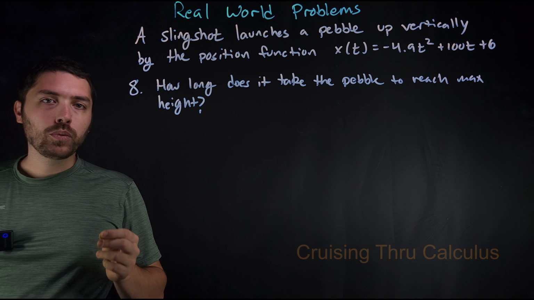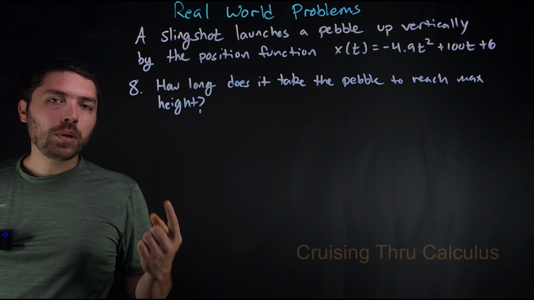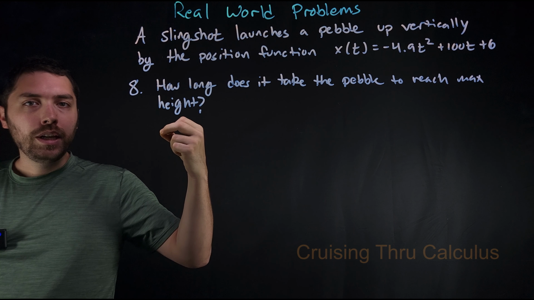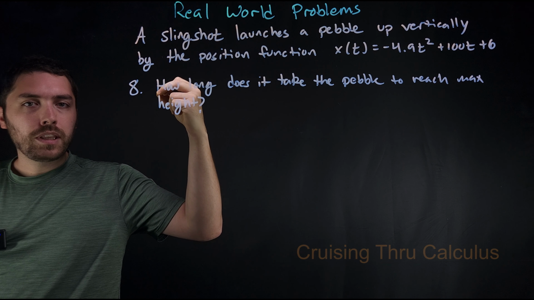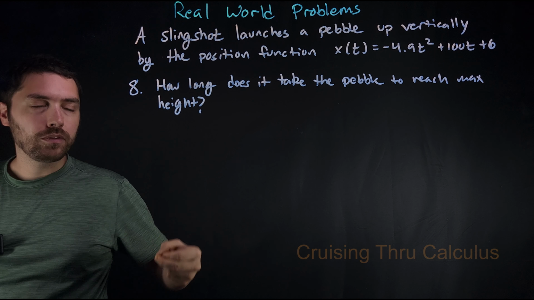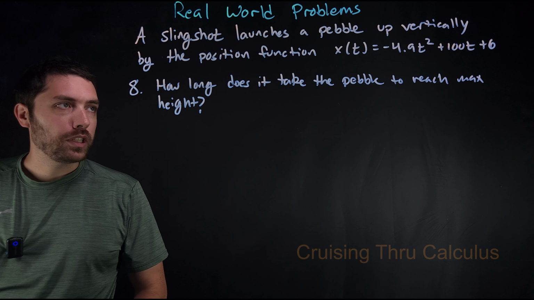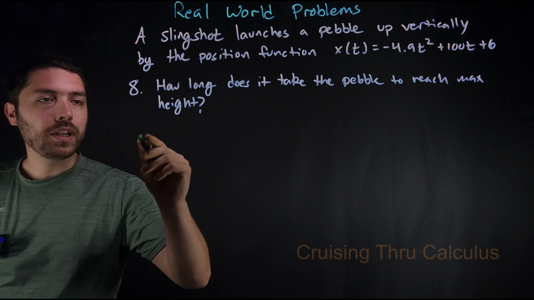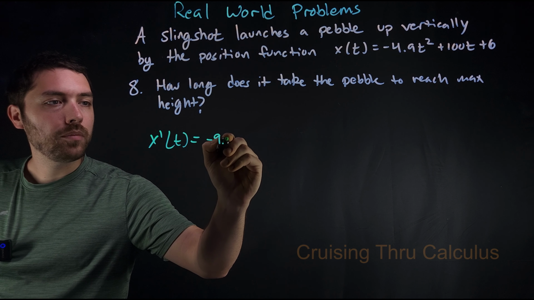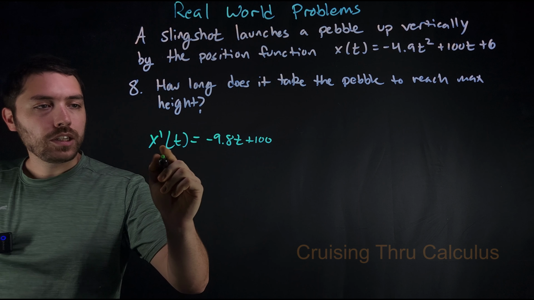Well, in order for the pebble to reach maximum height, the velocity has to be equal to 0. And this is because the moment the pebble is launched up into the air, immediately it's going to start slowing down because of gravity. It will keep slowing down, and eventually it will reach an exact moment where the velocity is 0, and then it has to turn around and start falling back down. So let's start by finding our velocity equation here. We do have position up here, so if we find the derivative, we're going to find velocity. Okay, we get negative 9.8 t plus 100. So now what I have to do is take this and set it equal to 0.